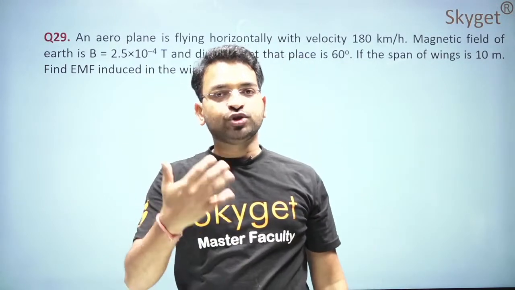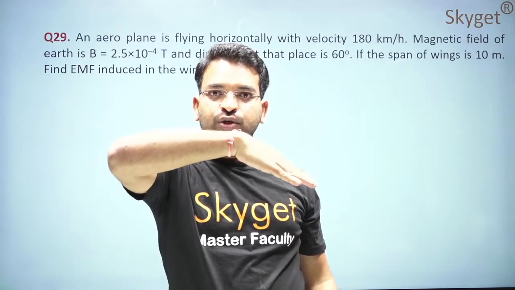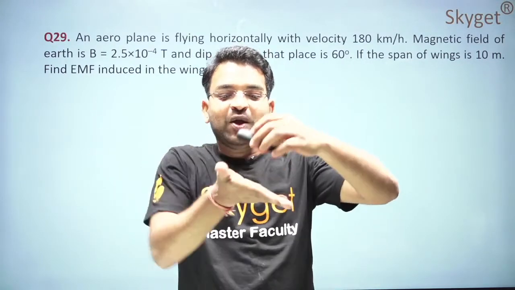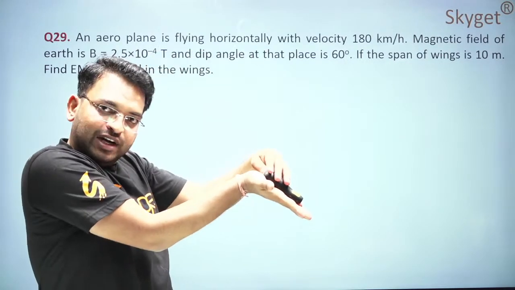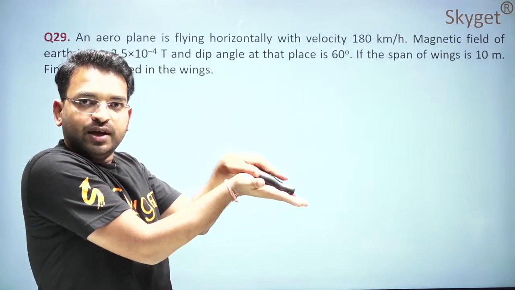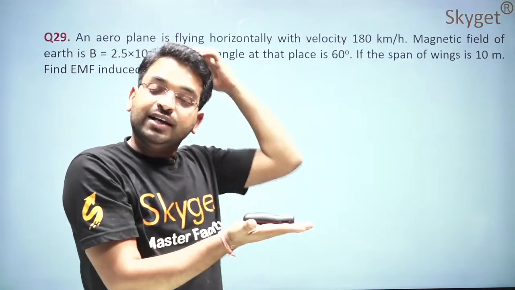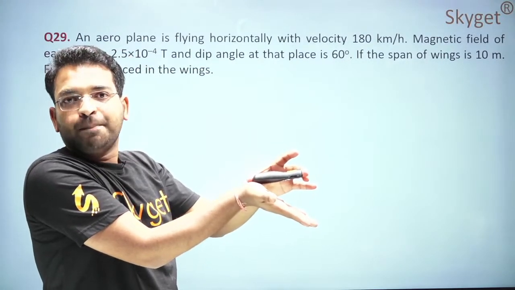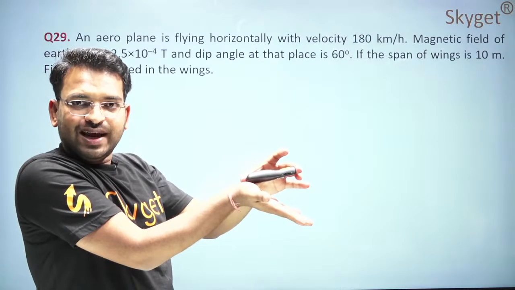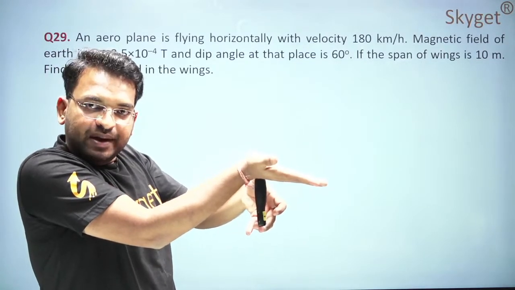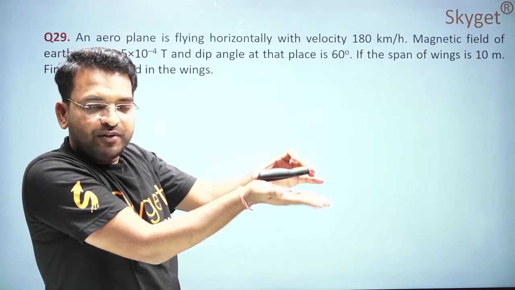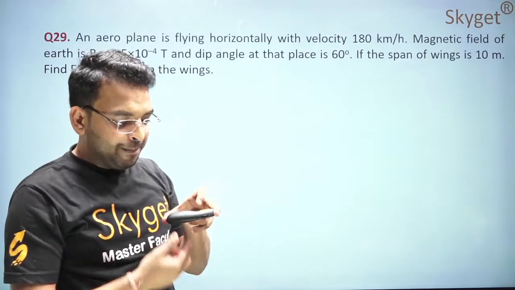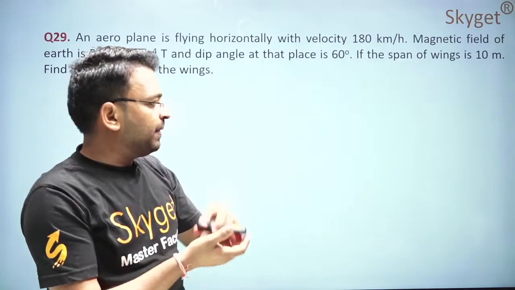At any point, if the magnetic field is like this, the magnet will try to align in that direction. So what is a dip angle? Dip angle is basically the angle between the real magnetic field and the horizontal at that place. This is the horizontal at that place, and this will be the vertical at that place. Whatever angle is formed between the real magnetic field and the horizontal line, that is called the dip angle.